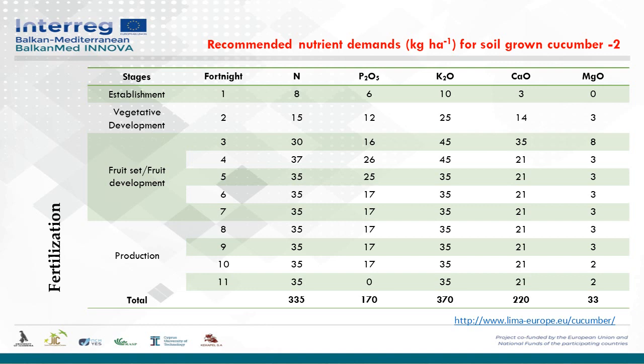And in total, you can see that there is a total demand of about 335 kilograms of nitrogen, and it is estimated to be almost 370 kilograms of potassium per hectare, and obviously you can see that the ratio of nitrogen to potassium is almost 1 to 1, and this is a great difference compared to tomato, but also melon and watermelon, as I explained before.